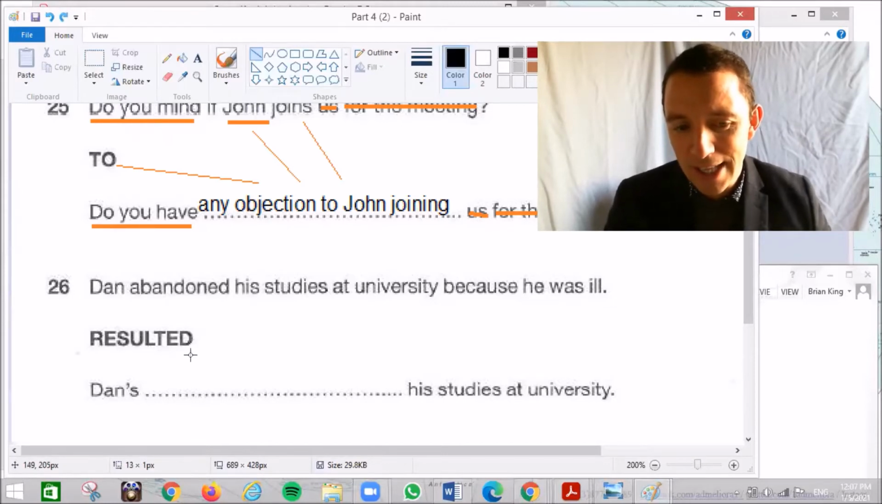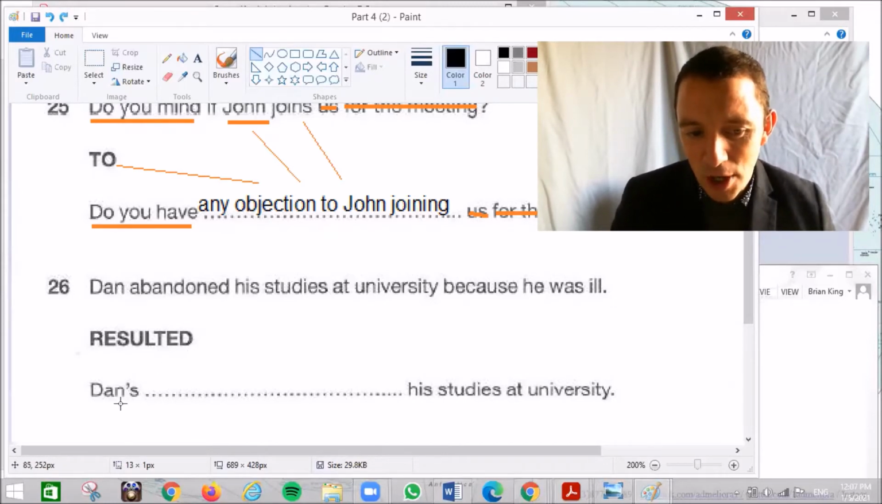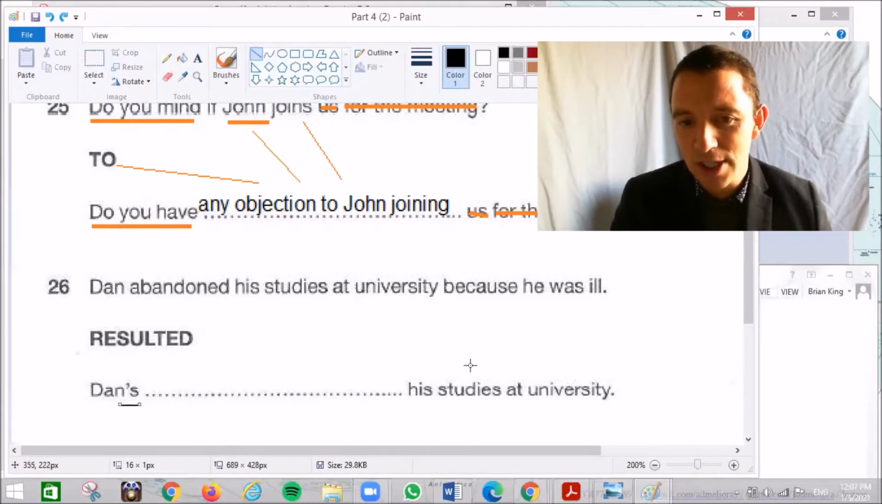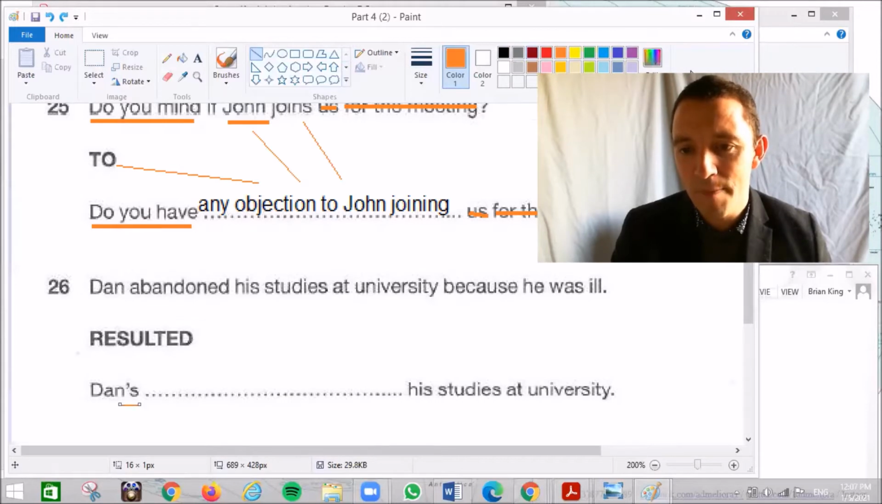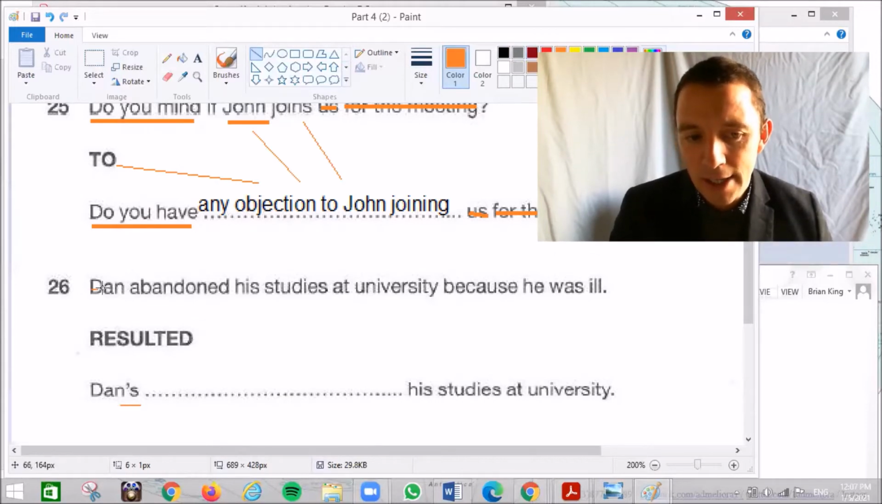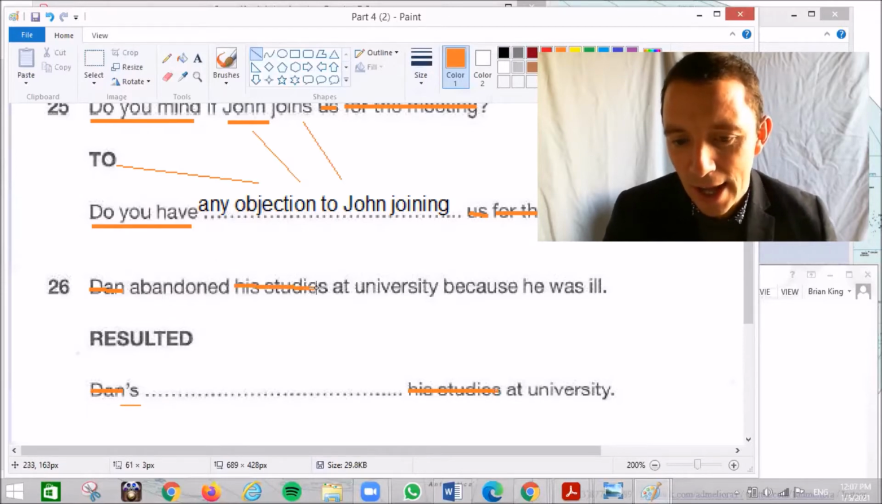Okay. So the sentence we have in the second, Dan. So here we have the possession with the apostrophe S. So it's something in relation to the possession of Dan. His studies at university. And let me just change the color of the line so we continue the same. So we can eliminate Dan because it exists in the second sentence, but be careful because we need to remember the possession. His studies we can eliminate because it exists in the two sentences. And at university also we can eliminate because it exists in the two sentences.